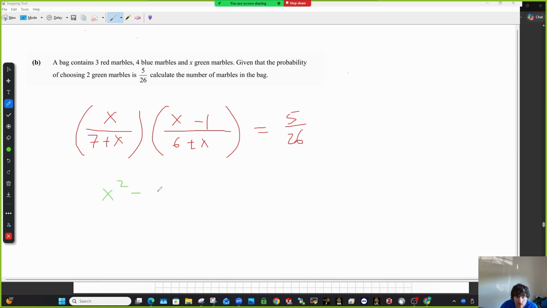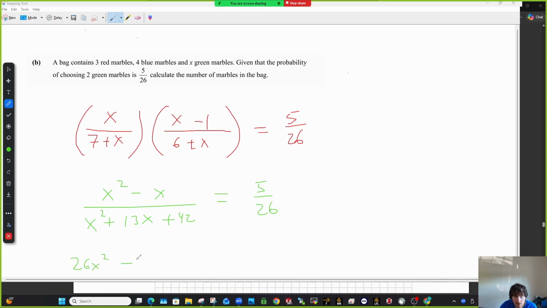So then you get x squared minus x. You should know how to multiply that out on the bottom quickly. It just comes like x squared, 13x, and then 7 by 6 is 42. And then this is a 5 over 26. Cross multiply. I can do it down here.